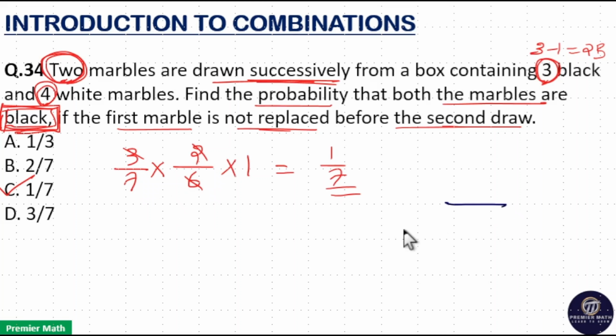Or you can do it in a different way as well. That is, here total outcome is we are selecting 2 marbles out of total 7 marbles. So 7c2 is the total outcome. And in this, our favorable outcome is equal to getting 2 black. So to get 2 black as the outcome, you should select these 2 black from these available 3 black. So 3c2 is the favorable outcome. Now this is also equal to 1 by 7.